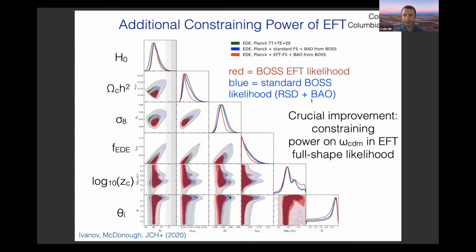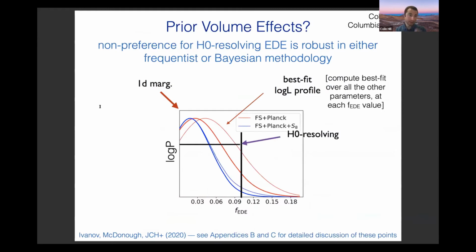I think the interesting thing we've shown here is that the additional information from this EFT likelihood comes through the constraints that you get on the cold dark matter density from the shape of P(k), which is a nice application. And let me just mention quickly, there have been some claims that the results here are driven by prior volume effects. If you look in the appendices of this paper from last summer, we examined this in great detail and showed that, in fact, prior volume effects are quite small here.